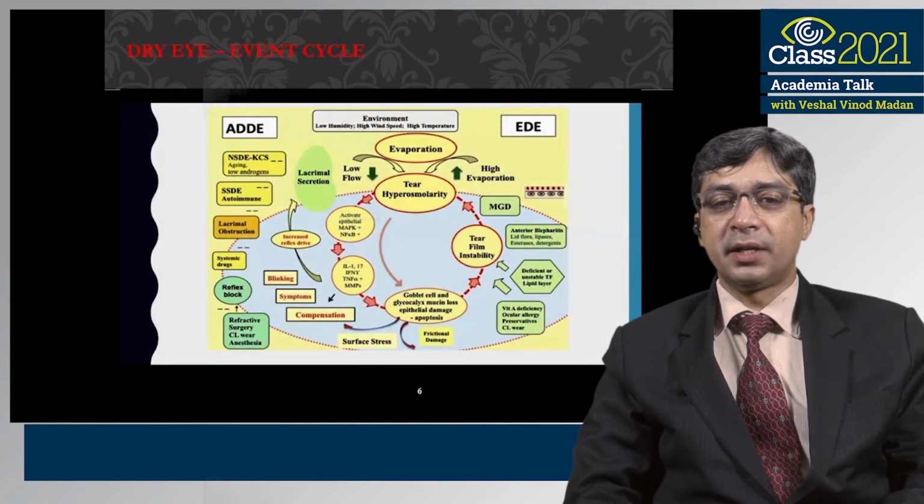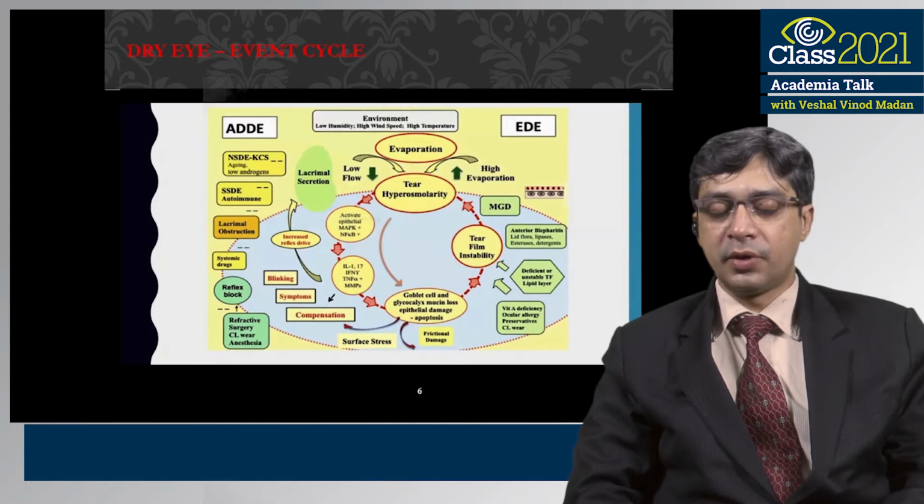This is a cycle where you can see that there is a very gross circulation of inflammatory markers which result in dry eye, and inflammation and dry eye conditions in the eye are directly responsible for each other and are cyclic in nature.